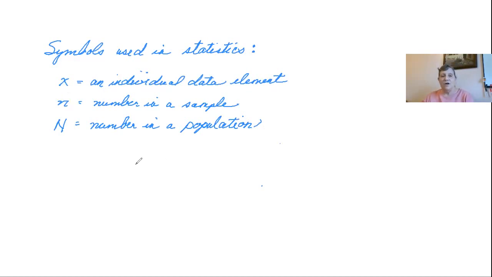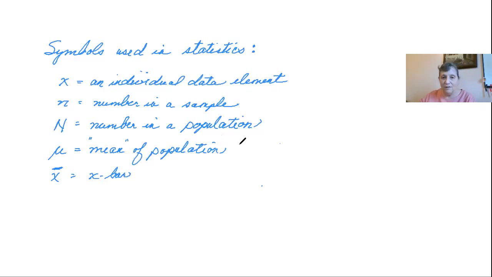And then they also like to use Greek letters a lot. So mu is the mean of the population. Where the mean of the sample is written as X with a line over it. And they call this X bar, is the way we usually read it. This, of course, is the Greek letter mu. It's like a U with a long tail in the front. So X bar is the mean of a sample.